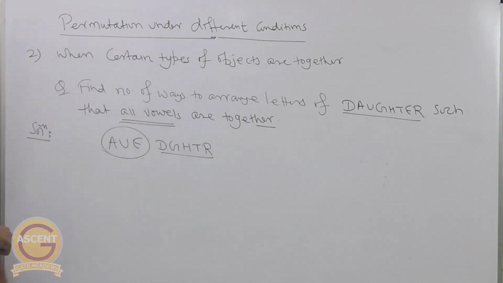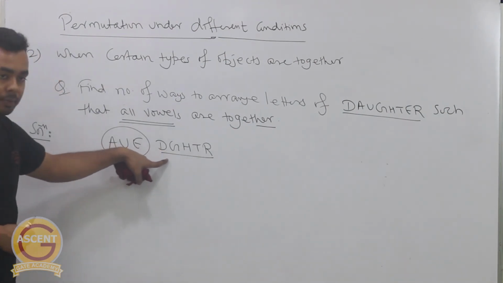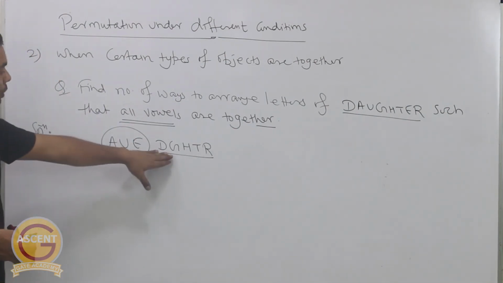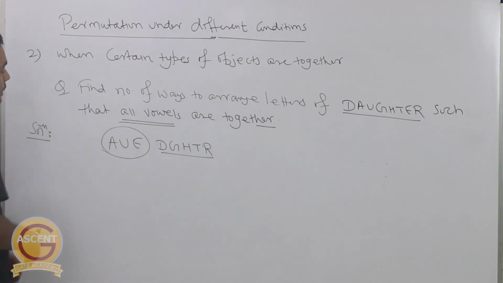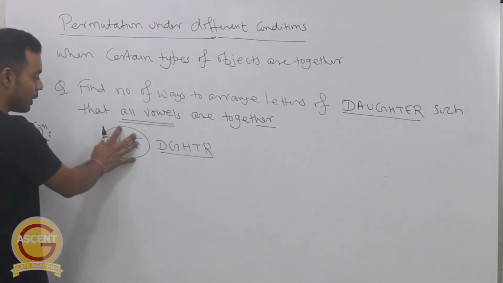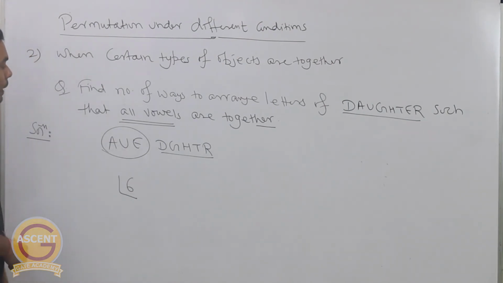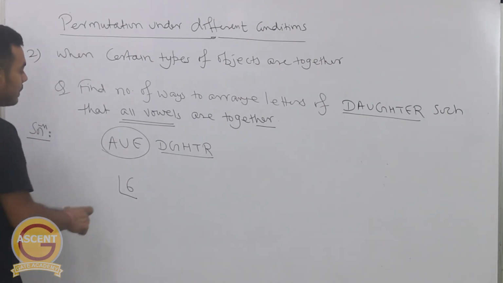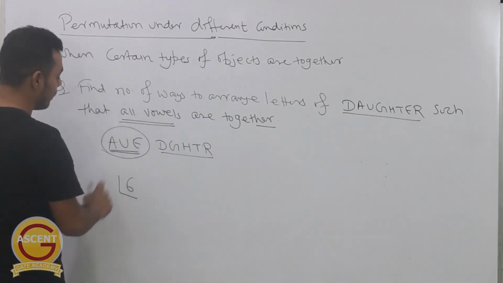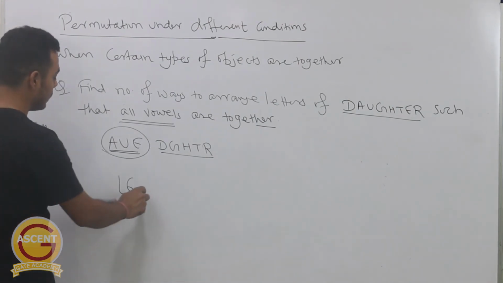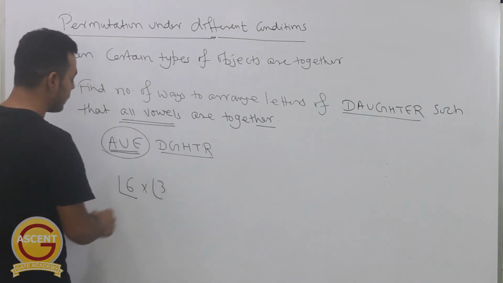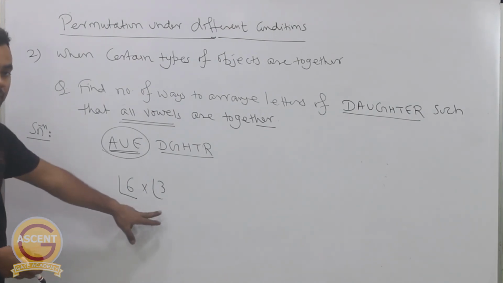So you have to count these 3 vowels as one, and then you have 5 units of these 5 consonants. Now the number of ways to arrange these 6 units, 5 consonants plus 1 unit of these 3 vowels, will be factorial 6. And in all these arrangements you can also arrange these 3 vowels in factorial 3 ways. So this means the number of ways to arrange this will be simply factorial 6 into factorial 3.